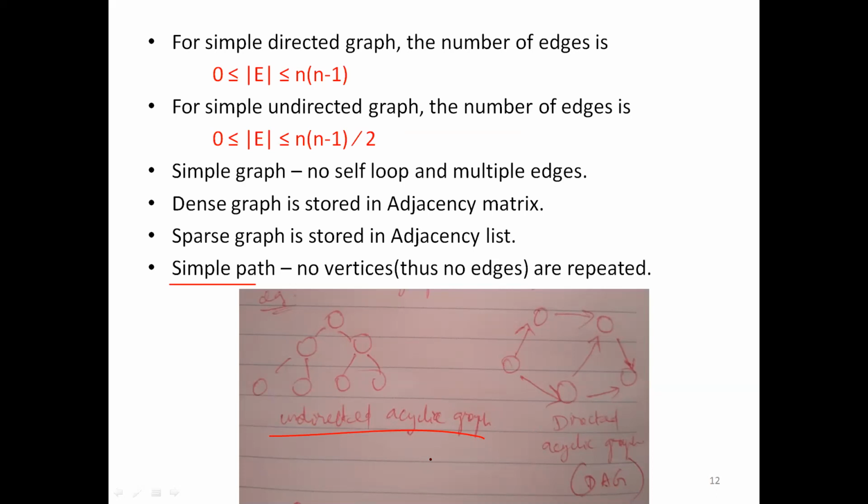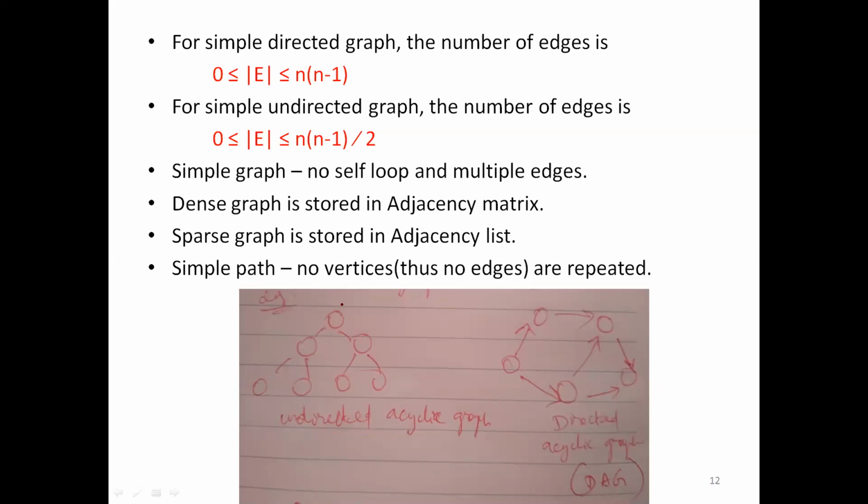My source and destination are the same. If there is a path where I can start from node A and reach the same node A, then I say that a loop is forming. Look at the diagram on the left-hand side. It is undirected, so there is no direction in the edges. Acyclic means it is not forming any cycle.